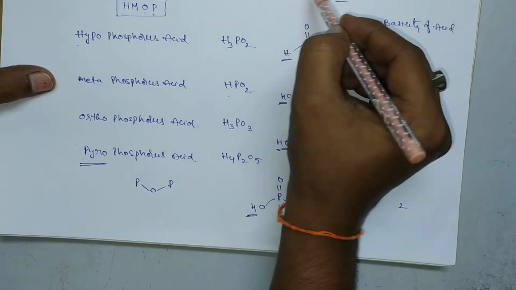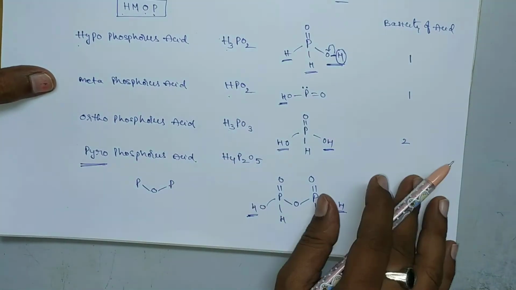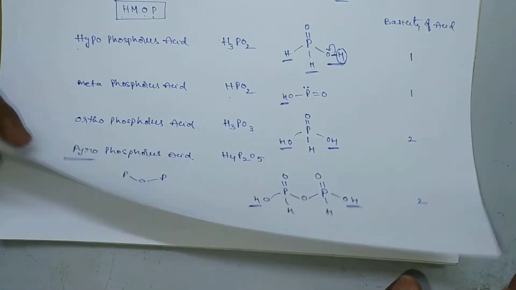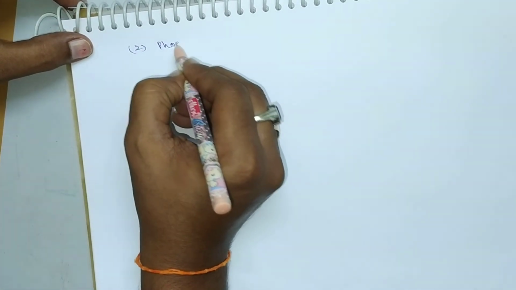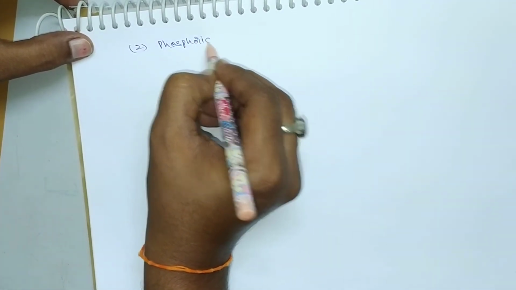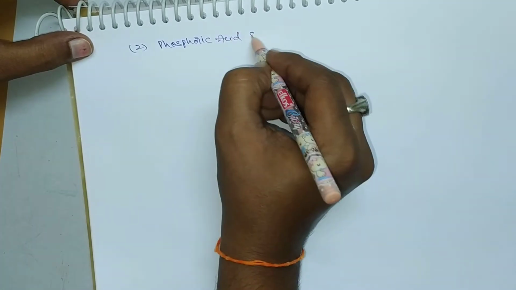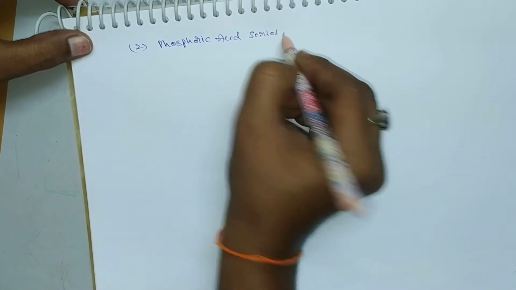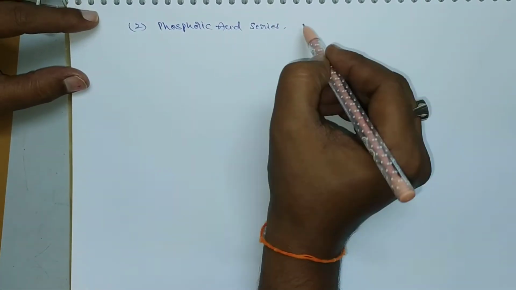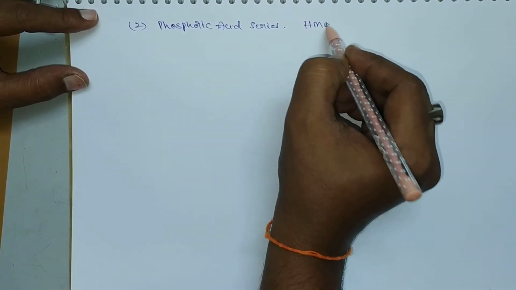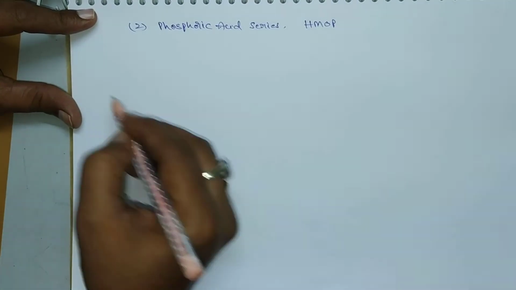Now we have to go through the phosphoric acid series. So the second series is the phosphoric acid series. In this phosphoric acid series, again we have to remember the same trick, HMOP. So the same series is continued.